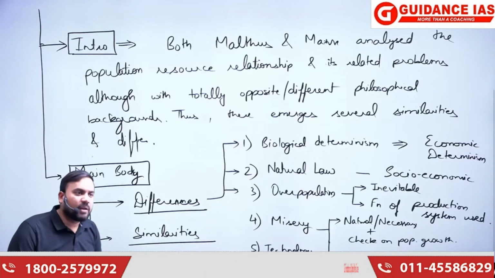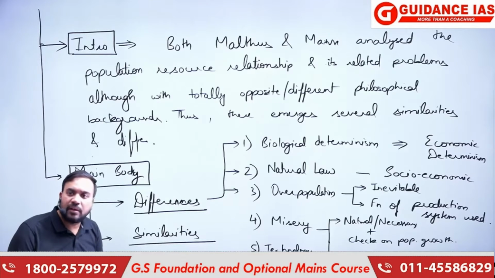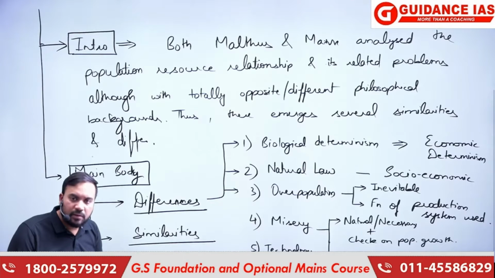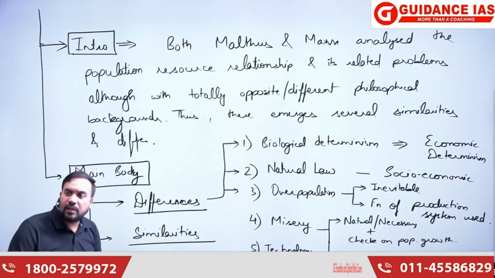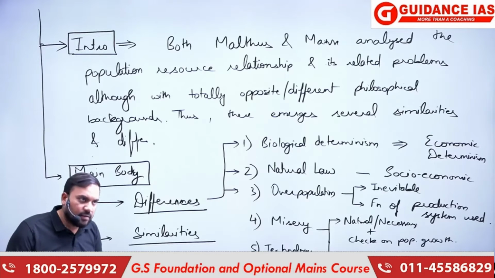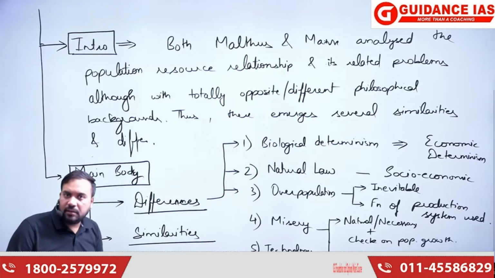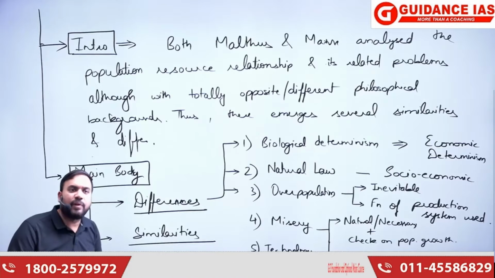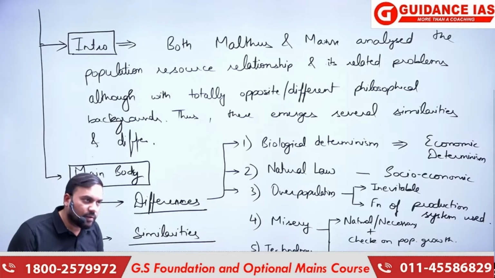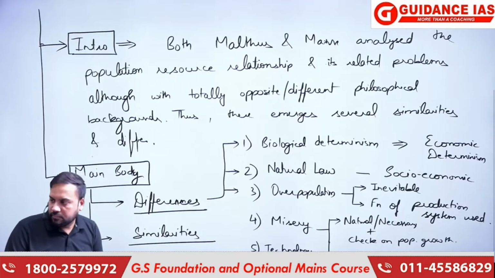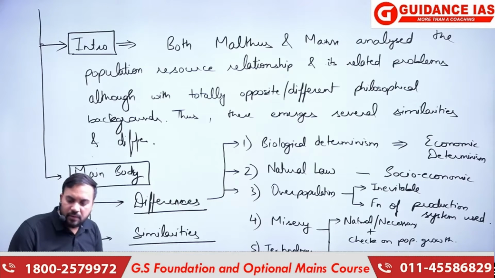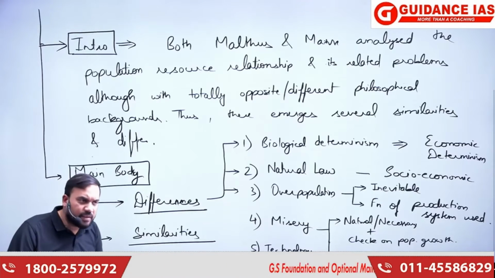and it will be utilized according to the production system. So in capitalism, what happens? The use of technology is for exploitation of the labor or the poor. And thus what happens? The problem arises. But in the communist system, technology is essentially used for the welfare of all. Okay. So there are several differences between them.